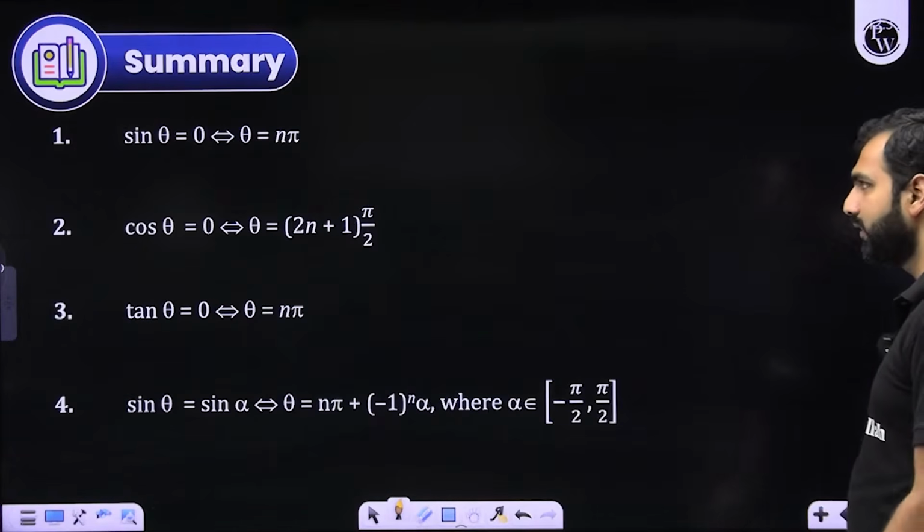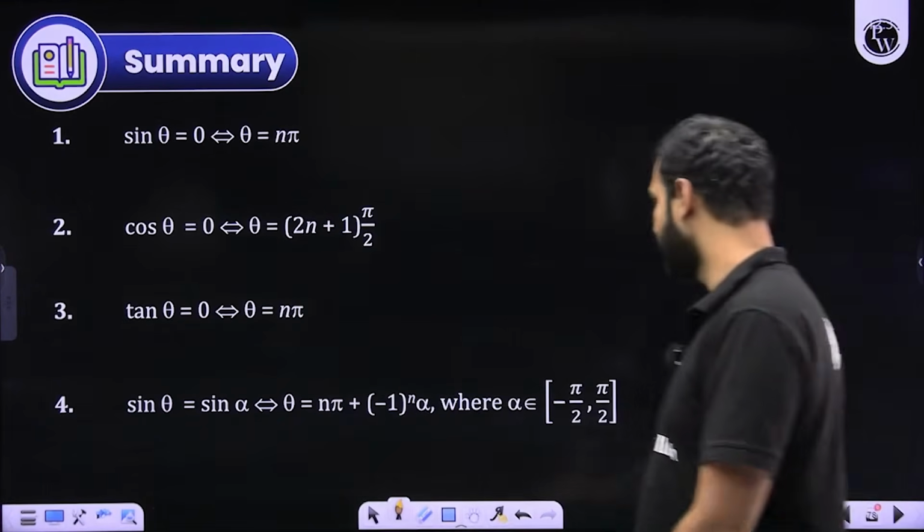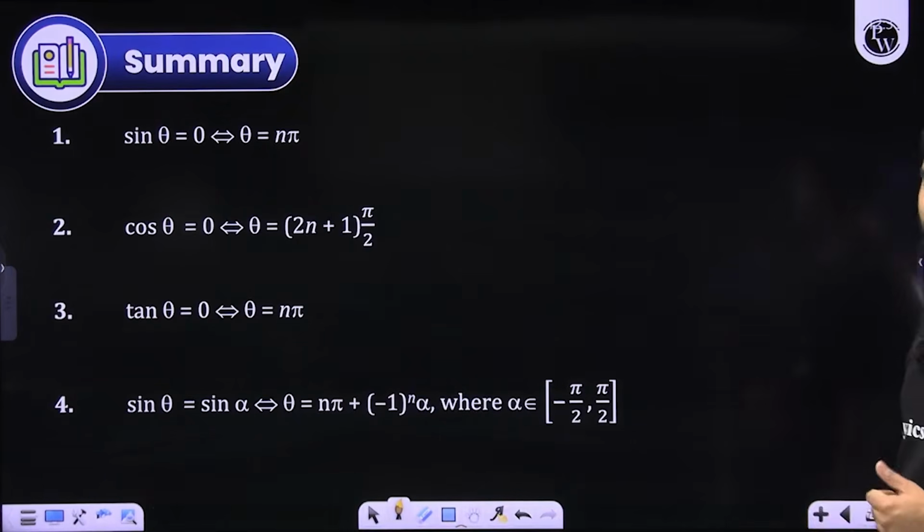We have already gotten this result. These are some common conclusions we have already brought. This is the summary I'm trying to give you. So take a screenshot of this page and I'll show you the next page also. Take a screenshot of that page as well.